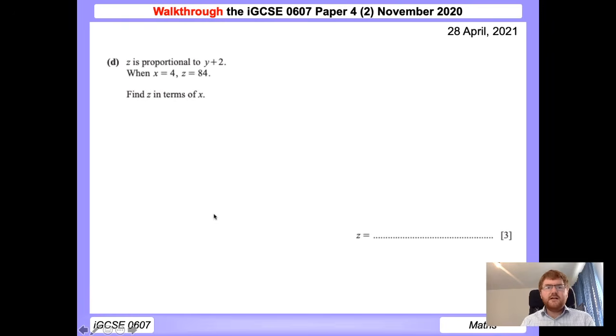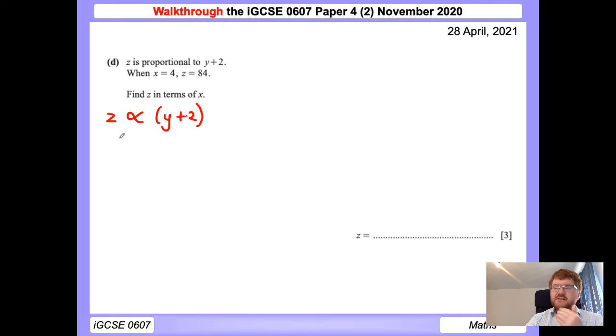Good. Now, the last question here is a little bit sneaky. So this time they've introduced a new variable z. Z is proportional to y plus 2. Then they give you the initial conditions in terms of x and z. So I'll show you how we go about this kind of AA stars kind of question. I write my proportionality statement. So z is proportional to, there's no inverse here, so it's going to be proportional to just y plus 2, which I'm going to put in brackets.